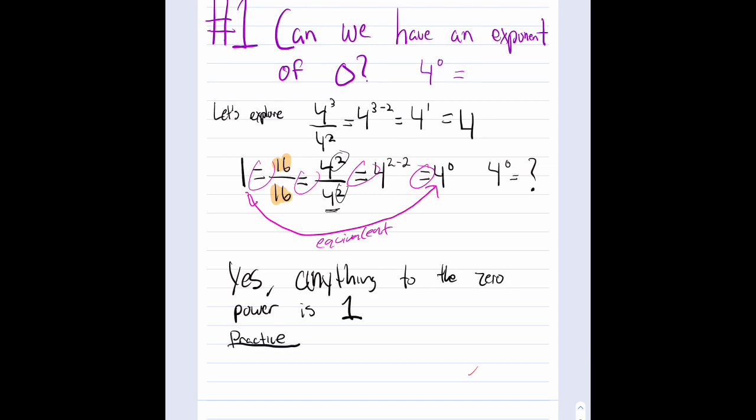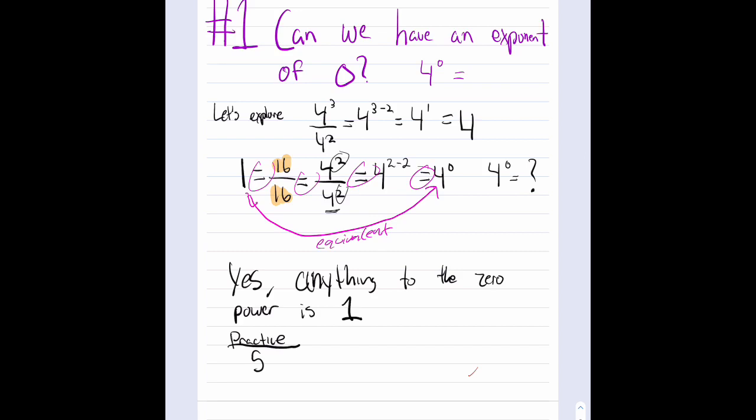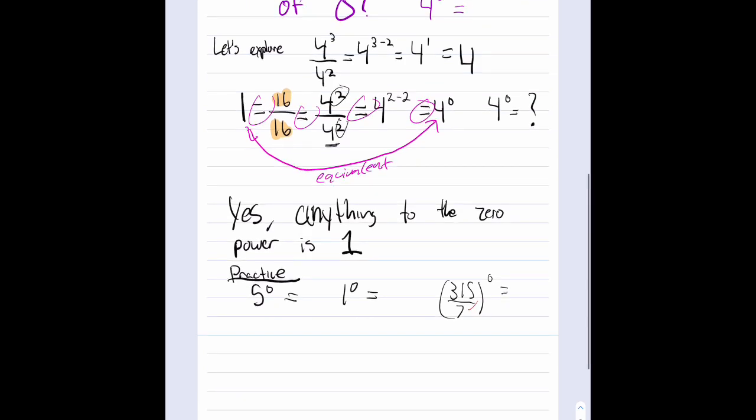Say you have 5 to the 0. What does that equal? What does 1 to the 0 equal? And what does 315 over 7 to the 0 equal? So pause the video, try those out. Yeah, this really shouldn't be too long because you know that anything, including this number, anything that you raise to the 0 power must be 1. So all these answers are 1, as we proved from up in the Explore section.